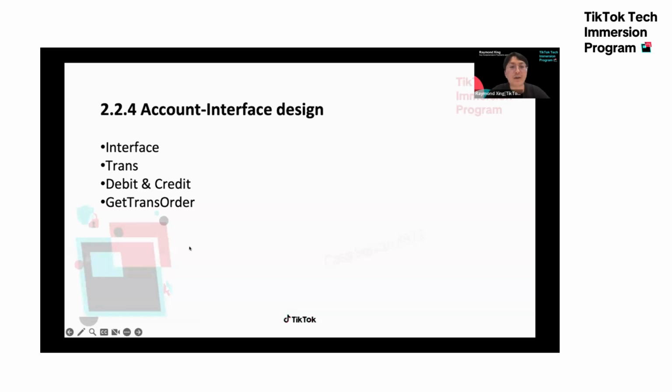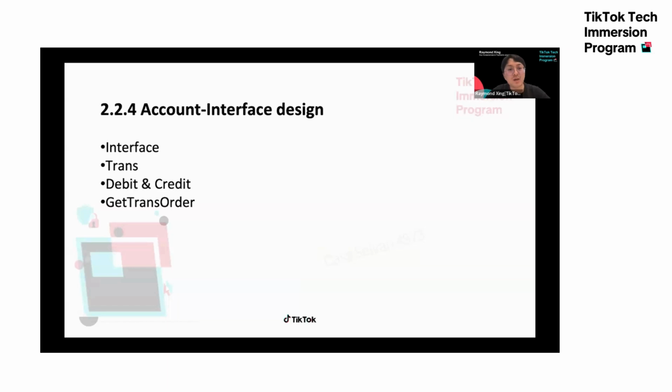So basically we need to provide two kinds of key interface. The first one is trans. What does trans mean? Trans is actually a transaction. A transaction is straightforward: it can do a transfer from A account to B account. So this is the interface design.